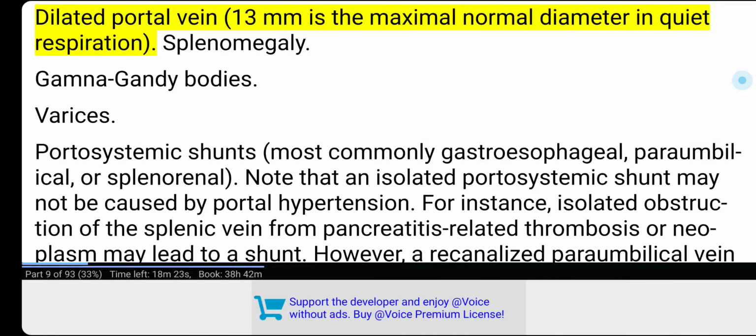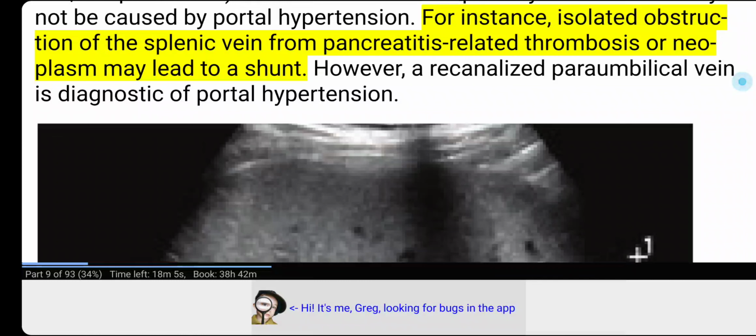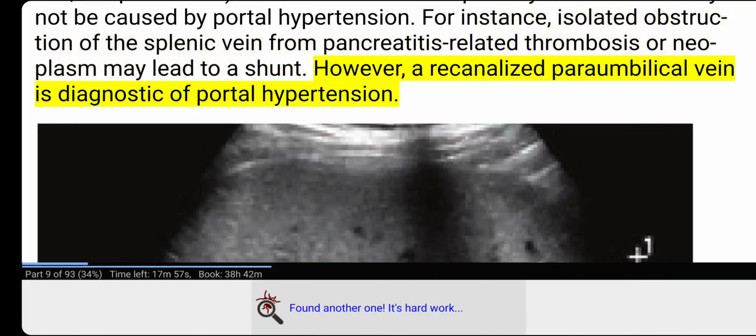Dilated portal vein: 13 mm is the maximal normal diameter in quiet respiration. Splenomegaly. Gamna-Gandy bodies. Varices. Portosystemic shunts, most commonly gastroesophageal, paraumbilical, or splenorenal. Note that an isolated portosystemic shunt may not be caused by portal hypertension. For instance, isolated obstruction of the splenic vein from pancreatitis-related thrombosis or neoplasm may lead to a shunt. However, a recanalized paraumbilical vein is diagnostic of portal hypertension.